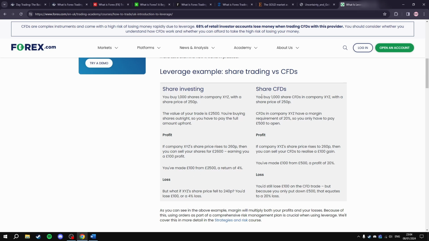Share CFDs. You buy 1,000 shares with CFDs in company XYZ, which has a margin requirement of 20%, so you only have to pay £500 to open. Profit. If company XYZ's share price rises to 260p, then you can sell your CFDs to realise a £100 profit. You made £100 from £500, a profit of 20%. You would still lose £100 if the CFD trade went against you, but because you only put down £500, that equates to a 20% loss.